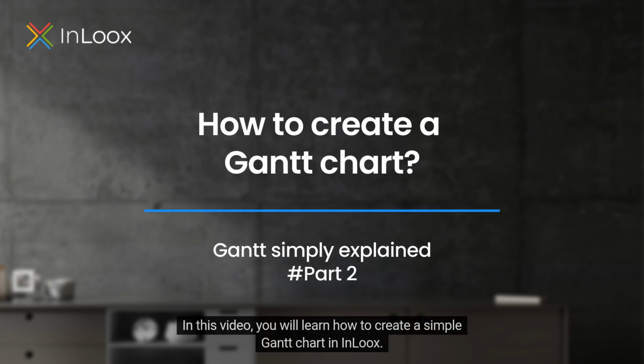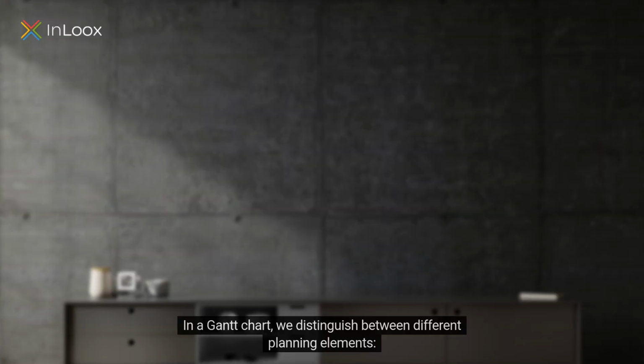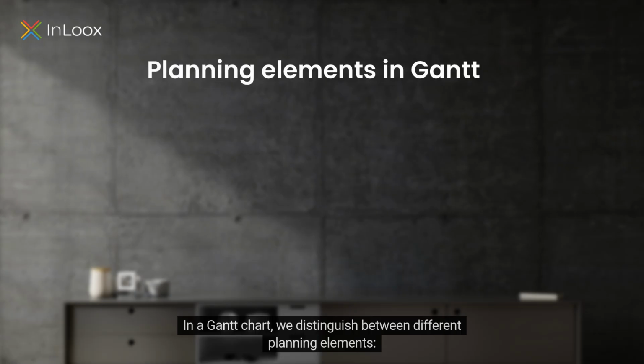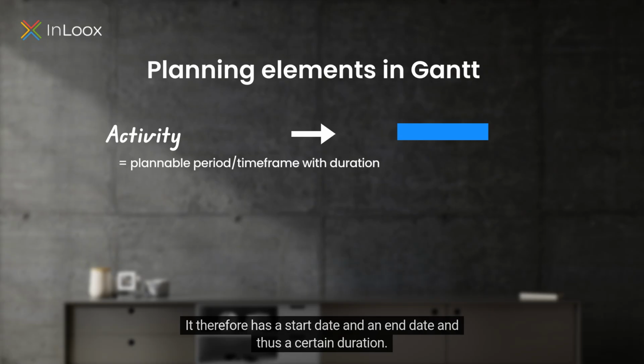Welcome. In this video, you will learn how to create a simple Gantt chart in InLoox. Let's get started. In a Gantt chart, we distinguish between different planning elements. An activity is displayed as a bar and represents a plannable period of time. It therefore has a start date and an end date, and thus a certain duration.